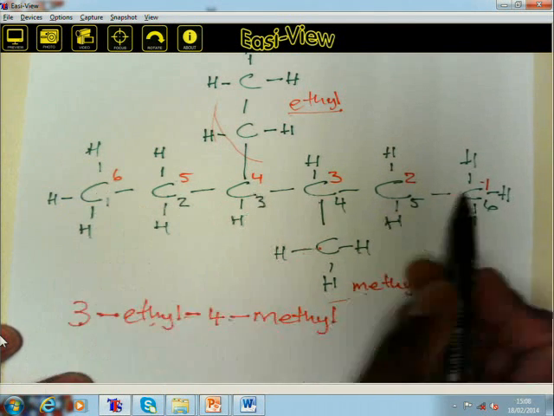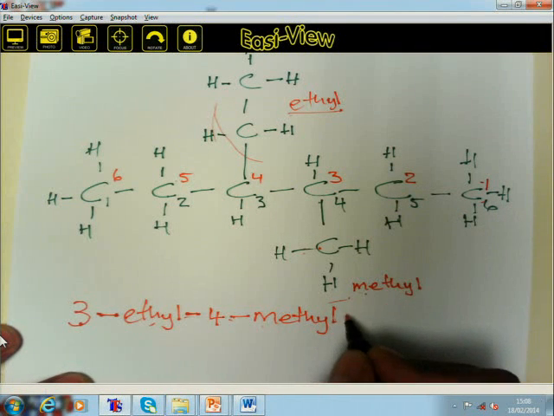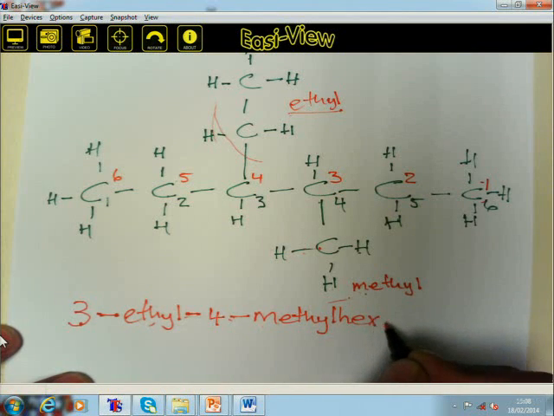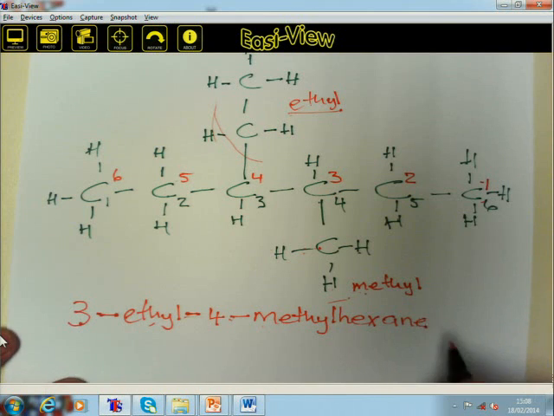And then the long chain has 6 carbons, and all of them are single bonds. 6 carbons, I know it's hex, because they are all single bonds. It will end with A-N-E.